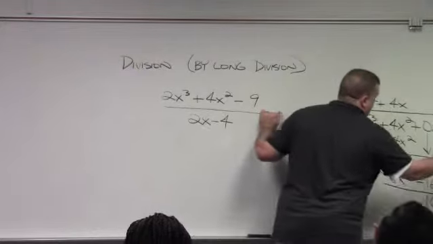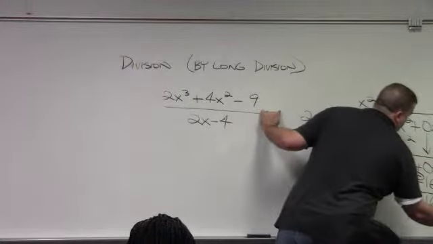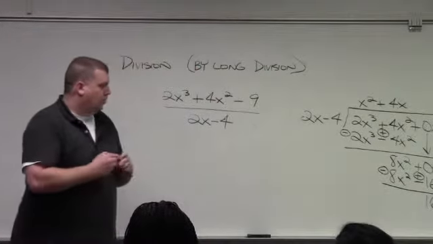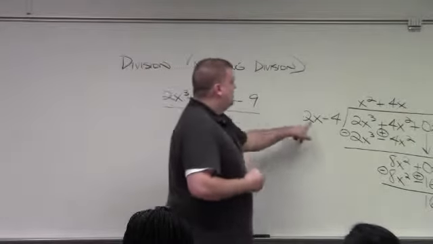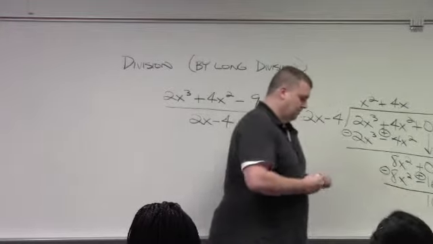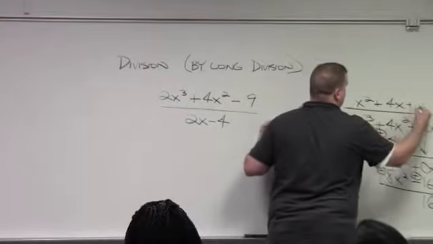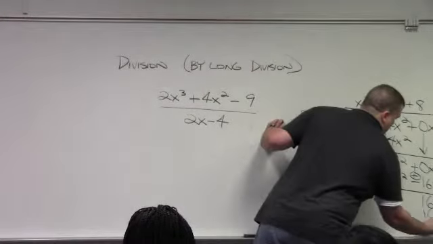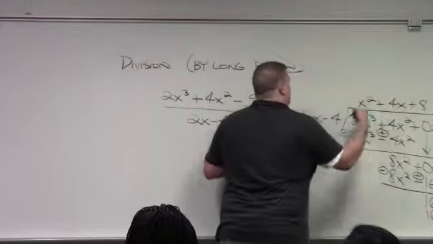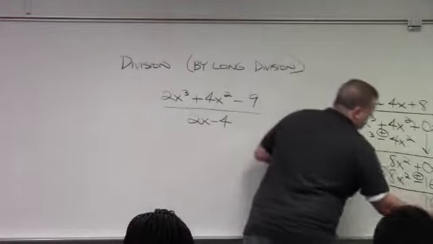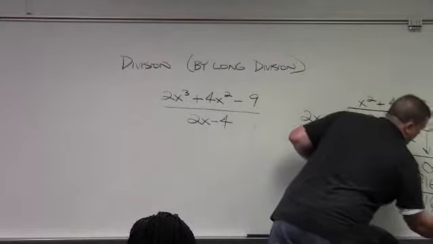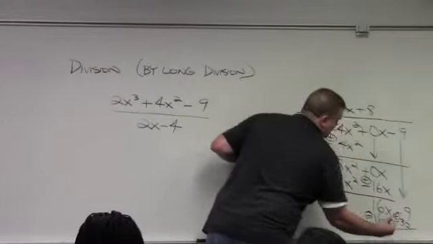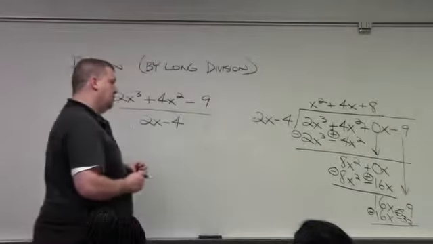Last piece to bring down. That was my last piece that I'm bringing down, so I have just one more division to go. What times 2x gives me 16x? 8. 8 times 2x is 16x. 8 times negative 4 is negative 32. Draw my line. Change the signs. So I have negative 9 plus 32.